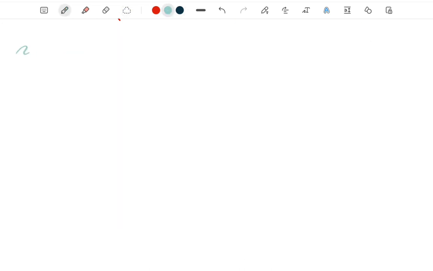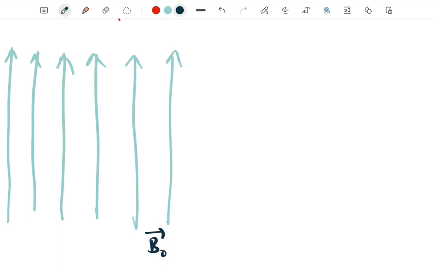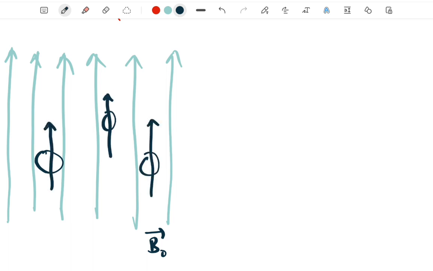Suppose, for example, we keep three hydrogen atoms in a magnetic field. This is the magnetic field B0 due to the magnet, and we have kept three hydrogen atoms in it. All are polarized. You might have heard the word polarization in politics. Normally people say that people are getting polarized behind a leader, meaning they started thinking and going in the same direction. Here it is the same thing: these hydrogen atoms are getting polarized, all in one direction.